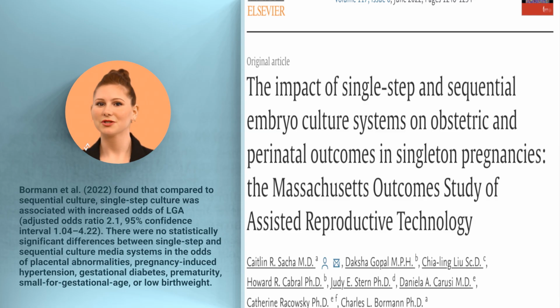Newer, single-step culture media has been designed for uninterrupted culture, such as for use with a time-lapse incubator. The impact of sequential versus single-step media on obstetric and perinatal outcomes are still being investigated. Regardless of how media is used, all media has core components such as salts, buffers, energy substrates, essential and non-essential amino acids, a chelator like EDTA, and antibiotics and pH indicators.